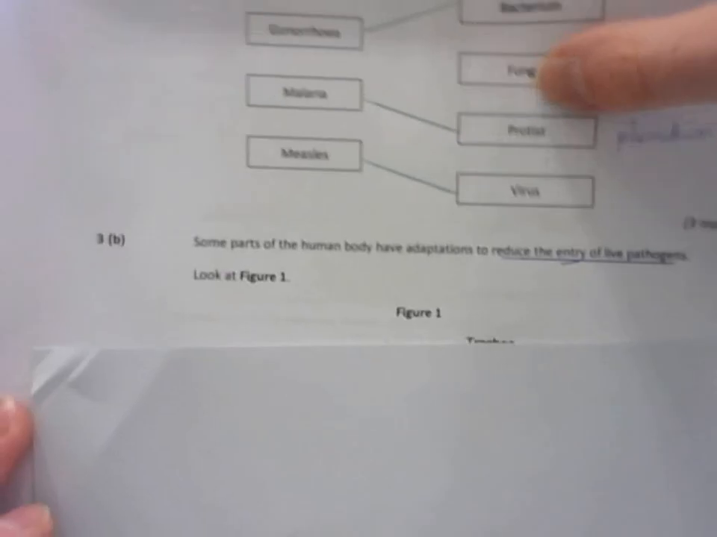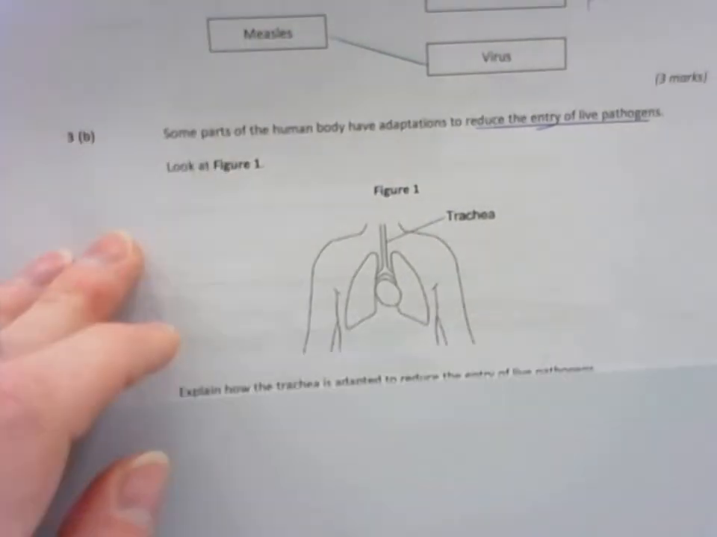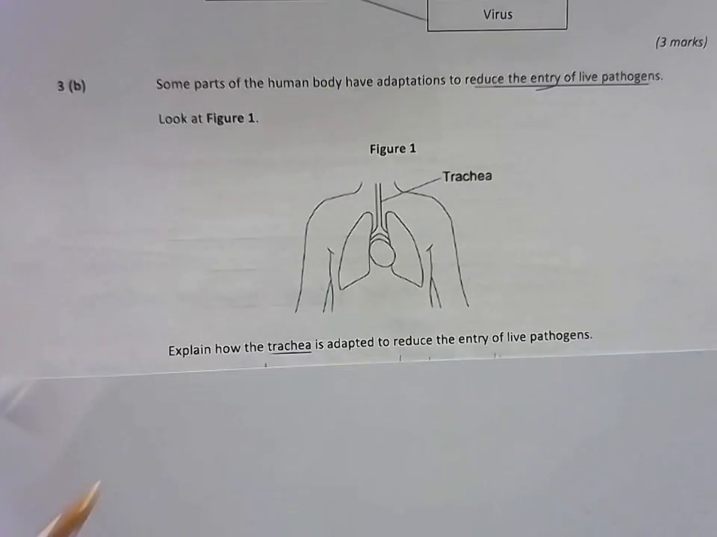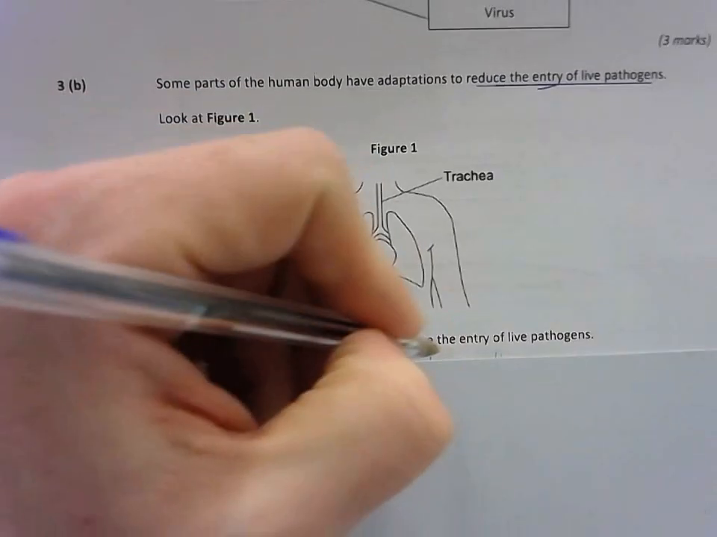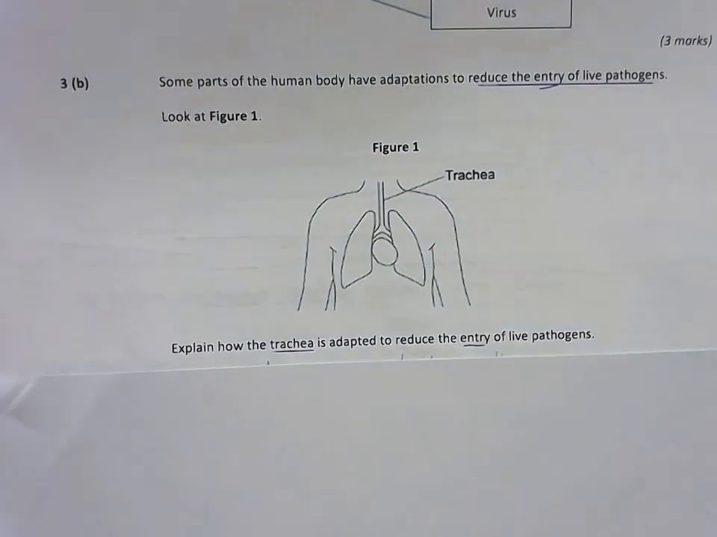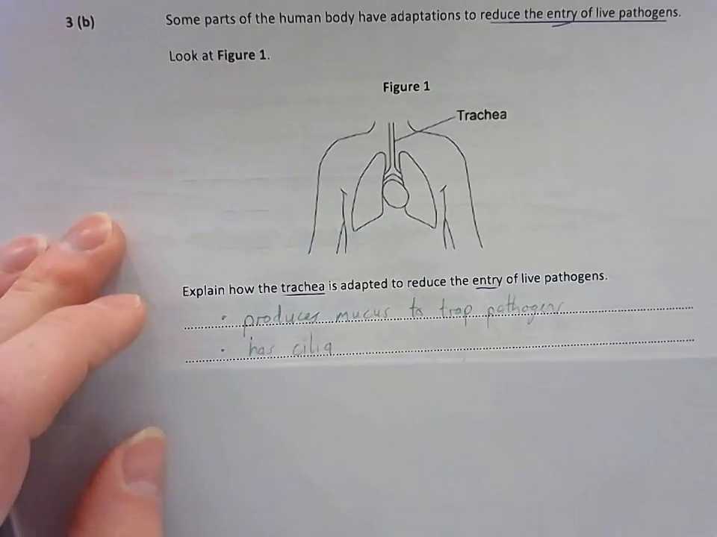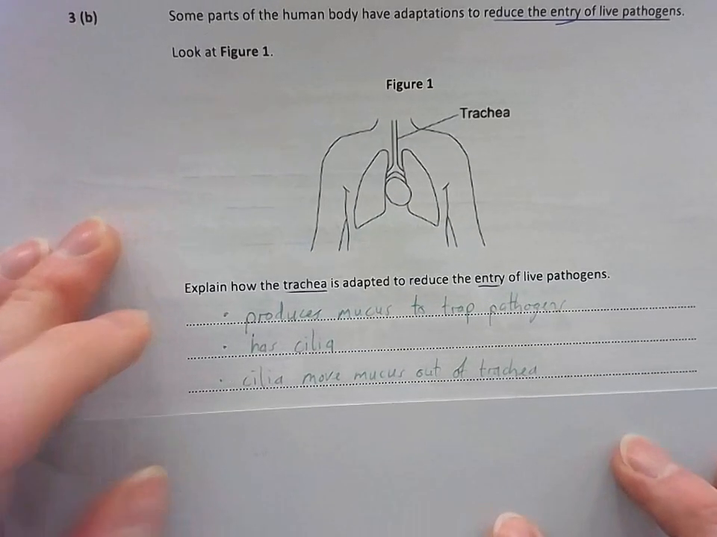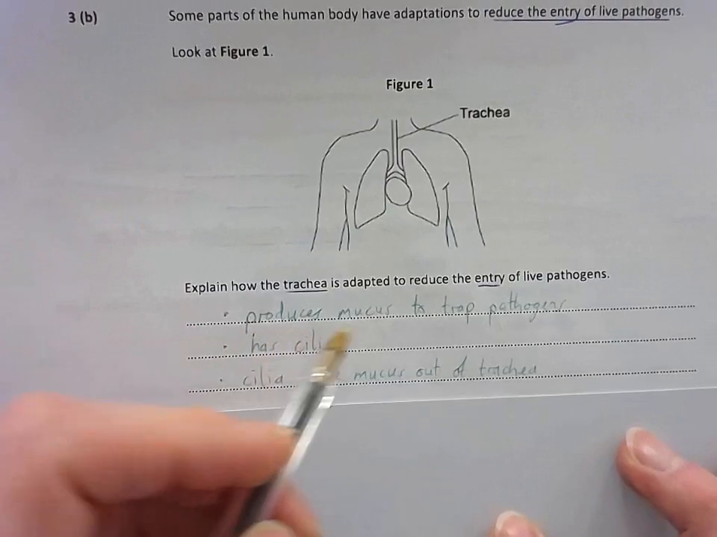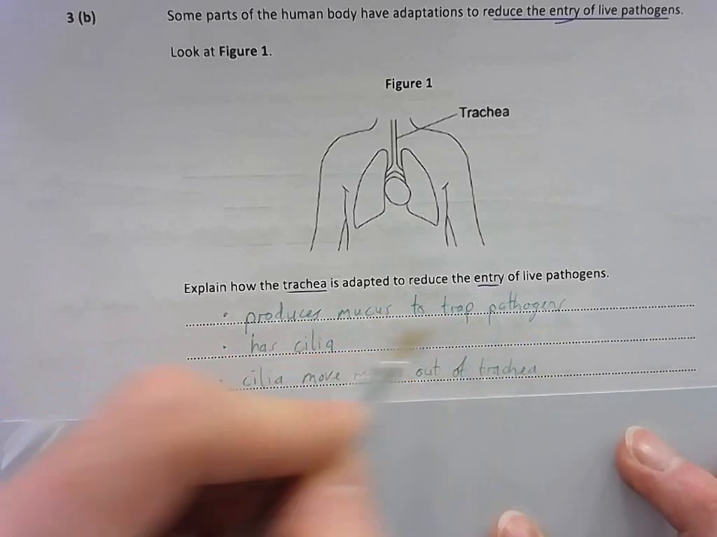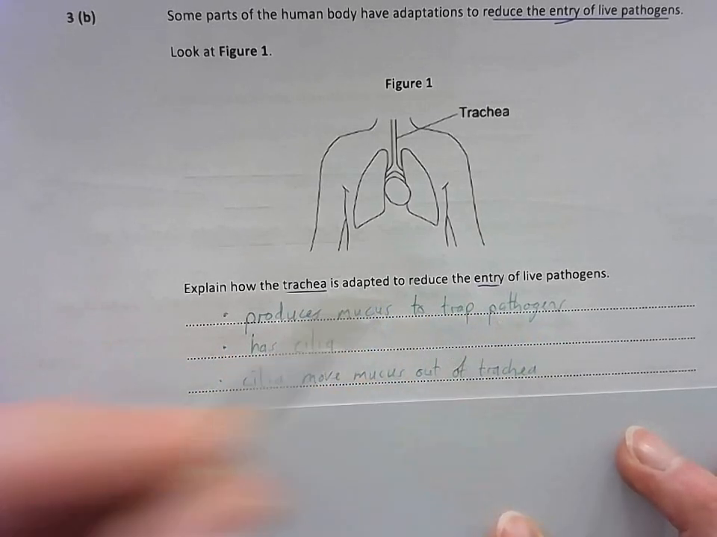So then it tells us to look at figure 1. And we've got a diagram pointing us to the trachea. We have to explain how the trachea is adapted to reduce the entry of live pathogens. So how does it stop pathogens getting inside? So 3 points here for the 3 marks. The trachea produces mucus, and that traps pathogens. So 1 mark for that whole bit about mucus trapping pathogens.